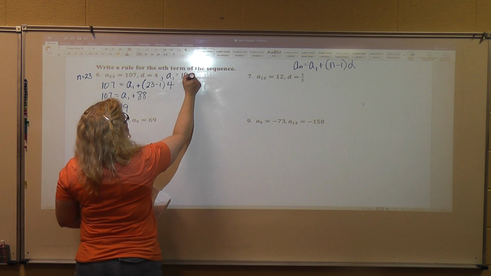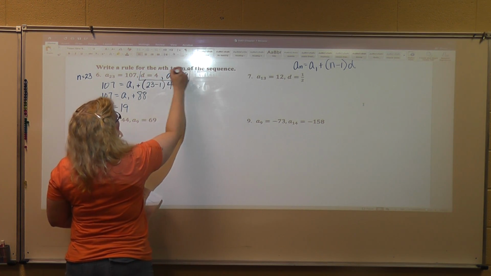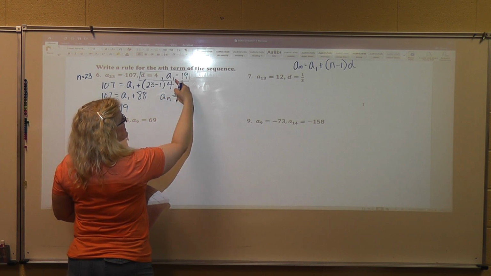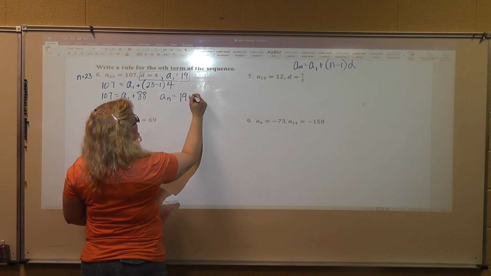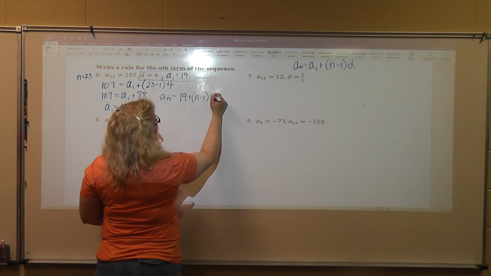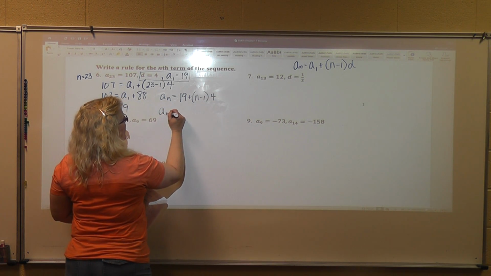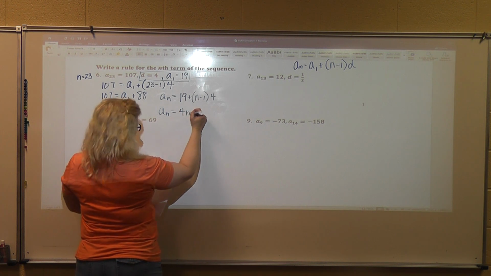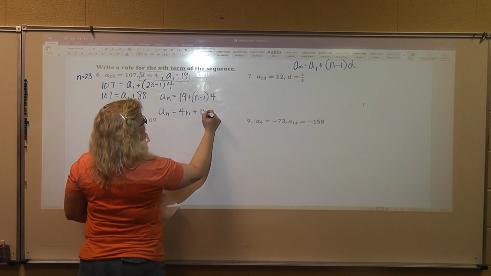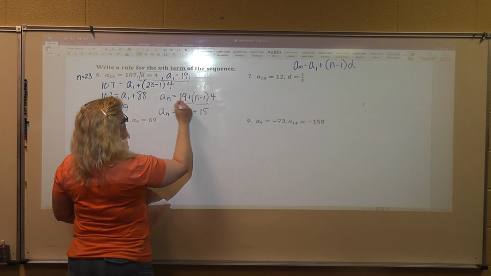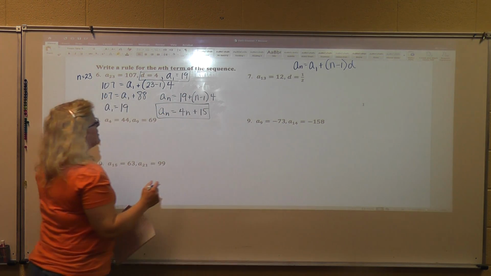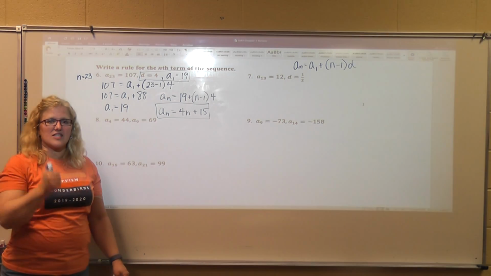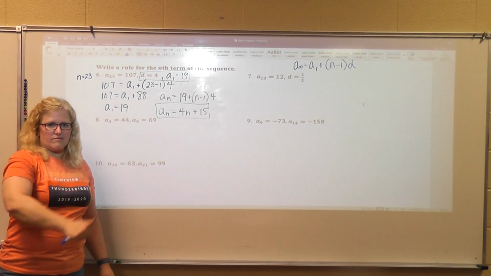All right, so I've got the two pieces of information that I need right here. So now I can write the rule. A sub n is a sub 1, 19, plus n minus 1 times d. And when I combine like terms, I get a sub n is 4n plus 15. So I know I boxed that, but this is the answer to number 6. And we will keep going on the next one, in the next video.